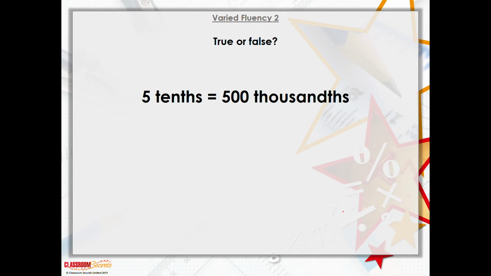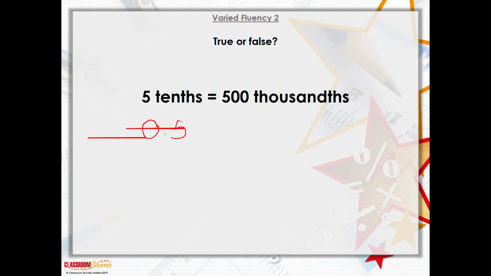True or false? 5/10ths equals 500,000ths. In order to answer a question like this, we need to actually write down what it's asking us. So 5/10ths is the same as 500,000ths. Well, if we do our place value, we've got no ones, decimal point, 5/10ths.